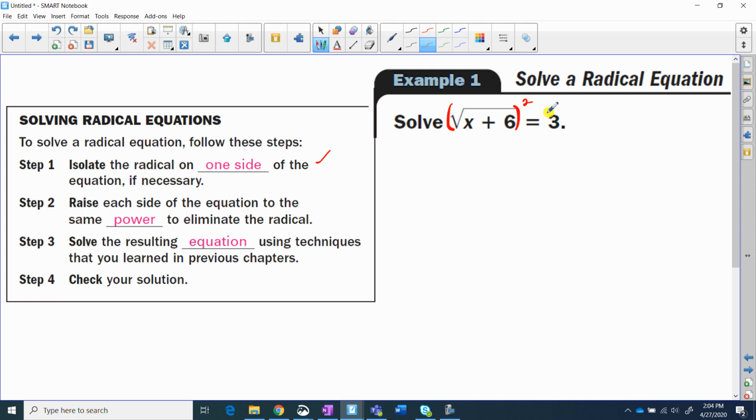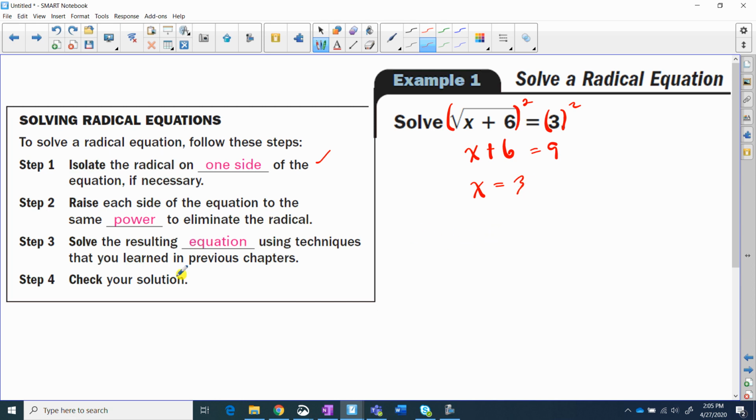So again, like any equation, whatever you do to one side, you must always do the same thing to the other side. When you square a square root, you get rid of your radical. Square this side, you're at 9. Move your 6 over, so that's raise each side. Then it says solve the resulting equation. Well, this would be the resulting equation. Notice it no longer has a radical sign on it anymore. This is just a regular linear equation. This would be a real easy one from back in middle school days. So 9 subtract 6, x would be 3.